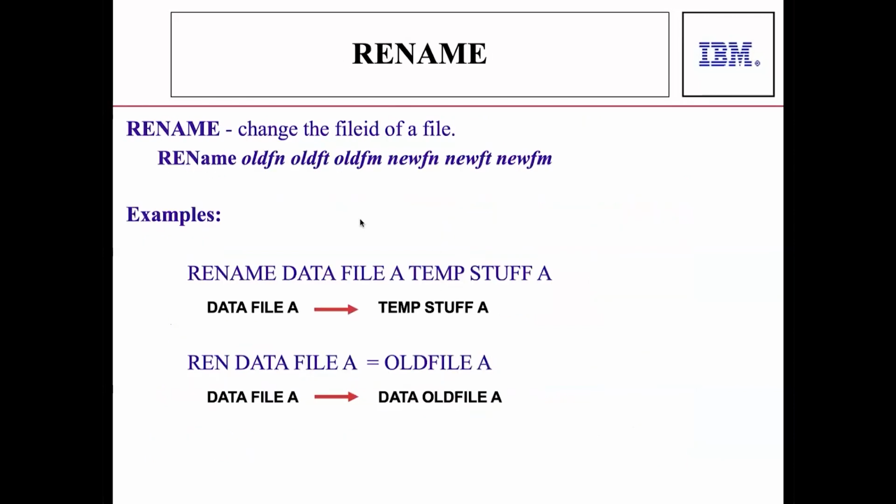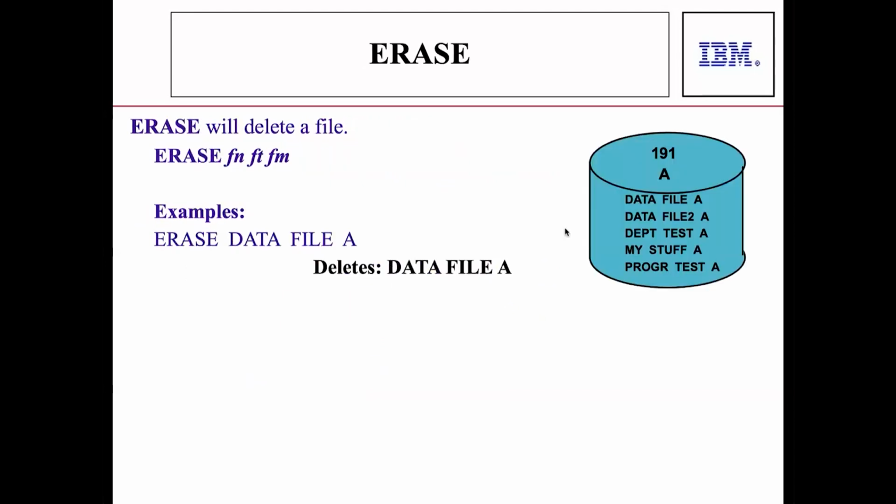Rename is very similar syntax to COPYFILE because we have to give it the old and the new. But of course, I'm not moving the data anywhere. I'm just changing the name. So data file A to temp stuff A. And I can still use those equal signs too if I want, but I'm only typically working with one file or so. Yes, you need to have the old file mode and the new file mode, and they basically have to be the same, or you could use an equal sign because it's going to be the same. You can't move a file to a different file mode using rename. It'll basically give you an error, but it does require that in the syntax.